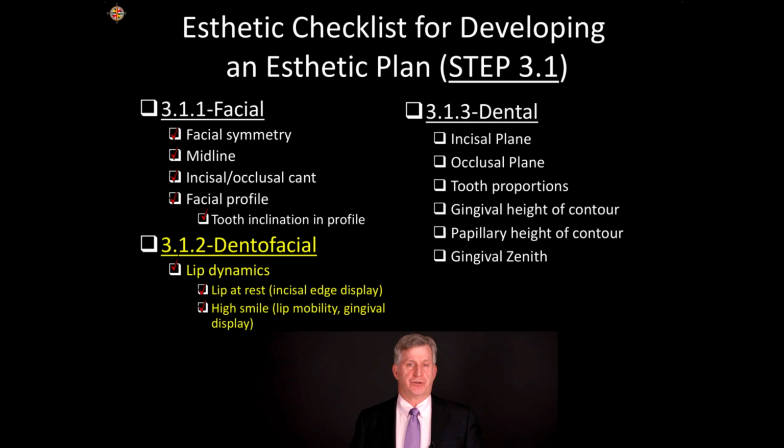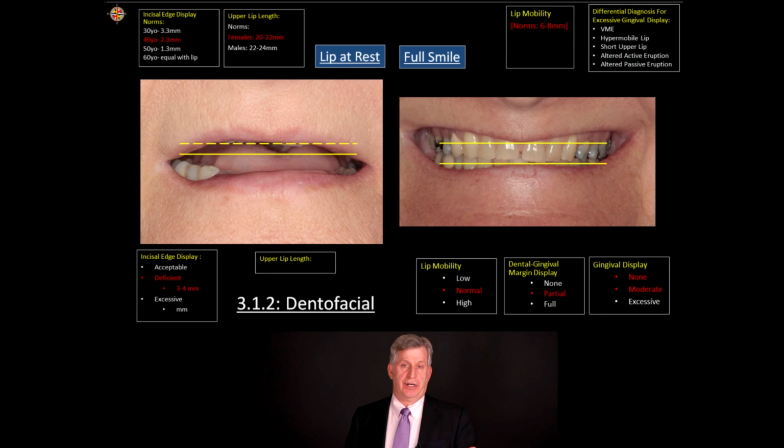Subsequently, we do dentofacial. We look at lip at rest and full smile. Lip at rest, we're interested to see, do we see edges of the front teeth when the lip is at rest, and what is age appropriate? Across the top of the slide, you see norms for people. And across the bottom are the questions to be answered. In her, we see that she's 3 to 4 millimeters deficient with a normal lip length and normal lip mobility.